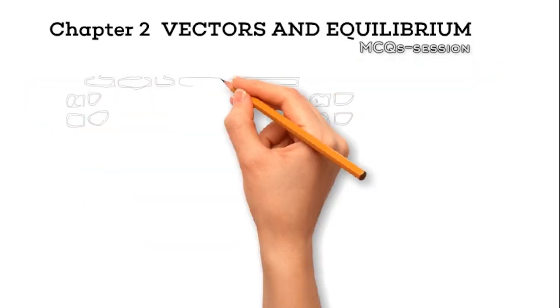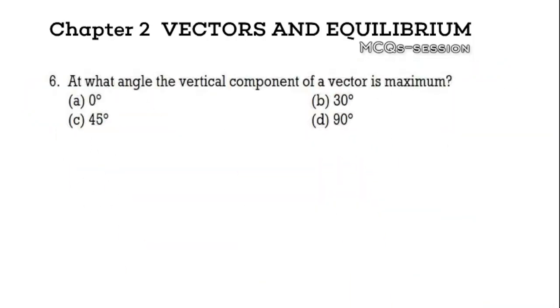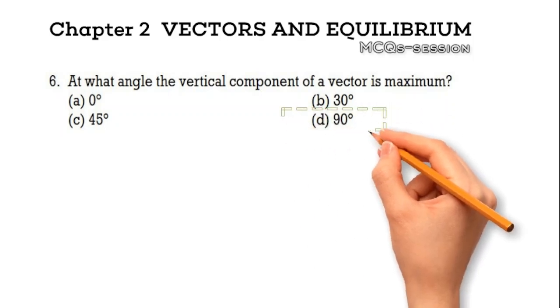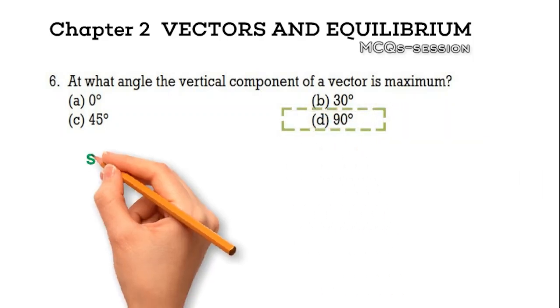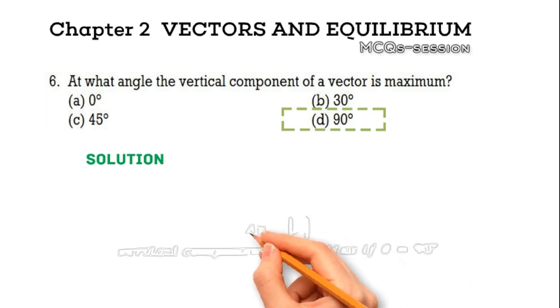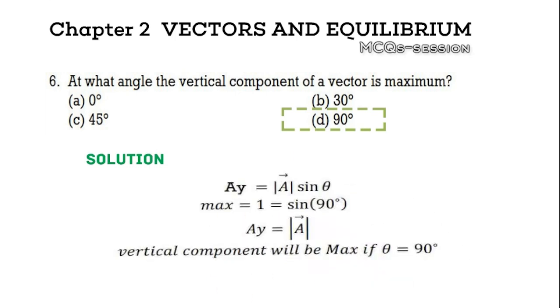Question 6. At what angle is the vertical component of a vector at its maximum value? Options: A. 0 degrees, B. 30 degrees, C. 45 degrees, D. 90 degrees. Pause the video and think it over. The correct answer is D. 90 degrees. Explanation: the vertical component of a vector reaches its maximum when the vector is pointing straight up, which happens at 90 degrees.